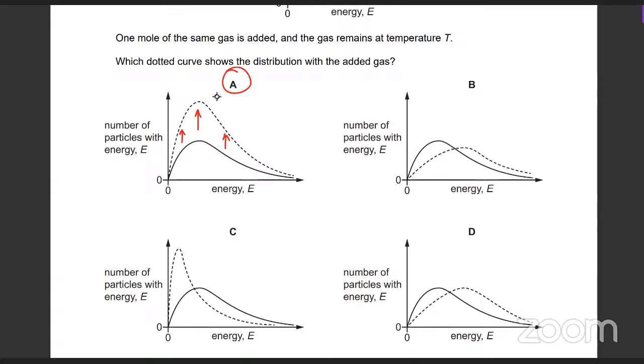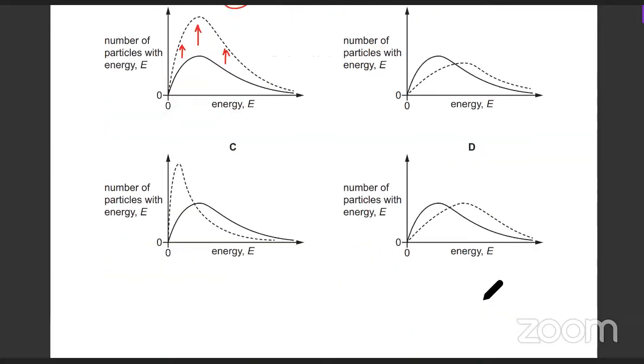The curve that moves back and forth is going to shift only if you increase or decrease temperature. For example, this is higher temperature, this is lower temperature. This one is incorrect anyways.